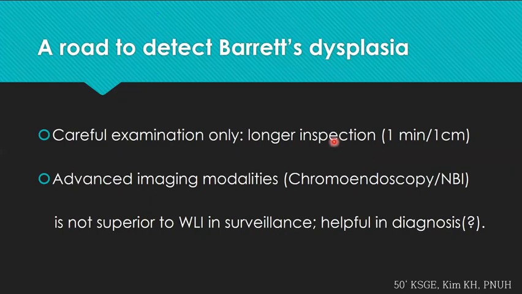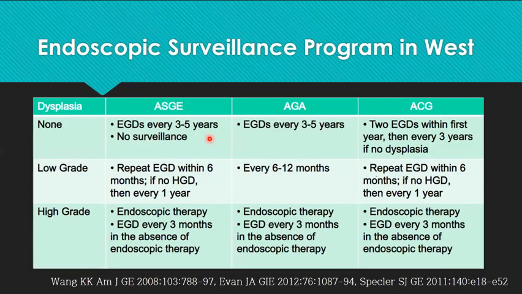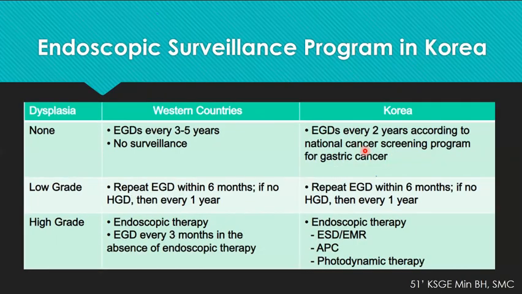Surveillance is usually after the biopsy. If the biopsy shows non-dysplasia, don't worry. In most countries, the guidelines say at least 3 years. We have our own guidelines because all Koreans over 40 years old are required to do upper endoscopy every 2 years. So if non-dysplasia, we don't have specific guidelines.